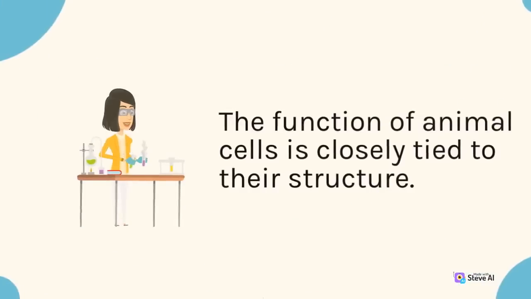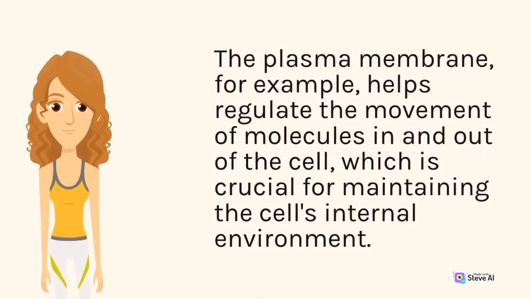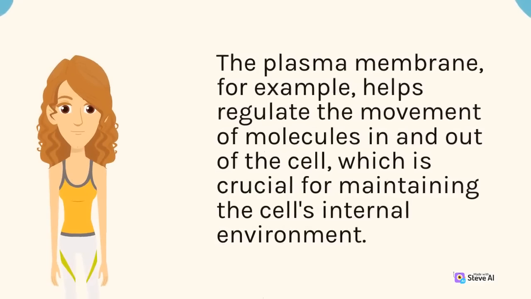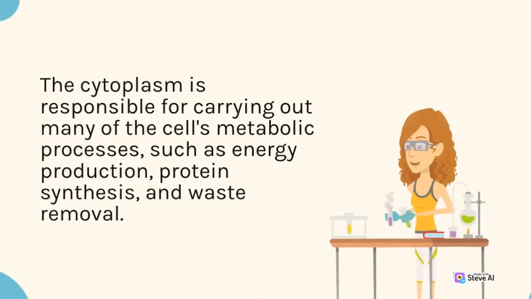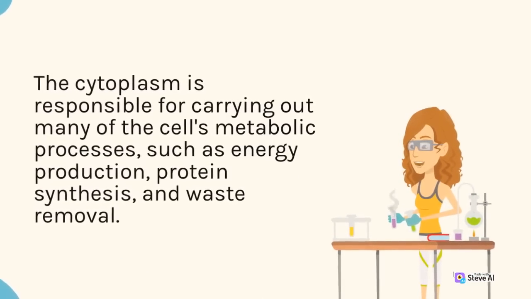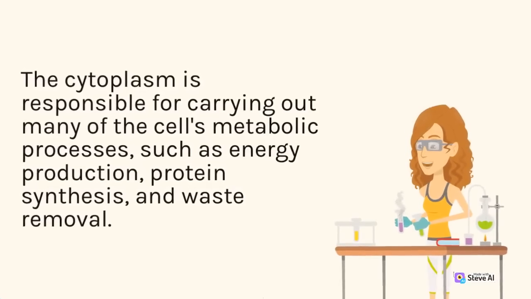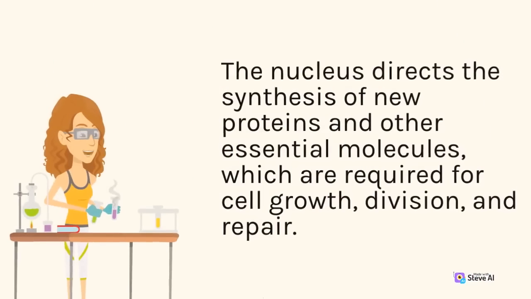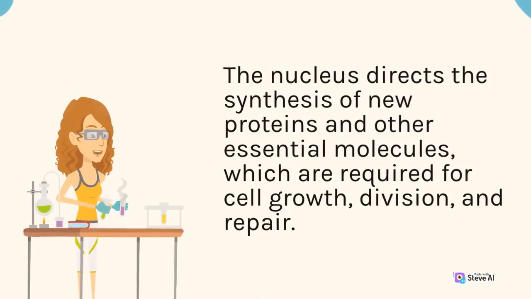The function of animal cells is closely tied to their structure. The plasma membrane, for example, helps regulate the movement of molecules in and out of the cell, which is crucial for maintaining the cell's internal environment. The cytoplasm is responsible for carrying out many of the cell's metabolic processes, such as energy production, protein synthesis, and waste removal. The nucleus directs the synthesis of new proteins and other essential molecules, which are required for cell growth, division, and repair.